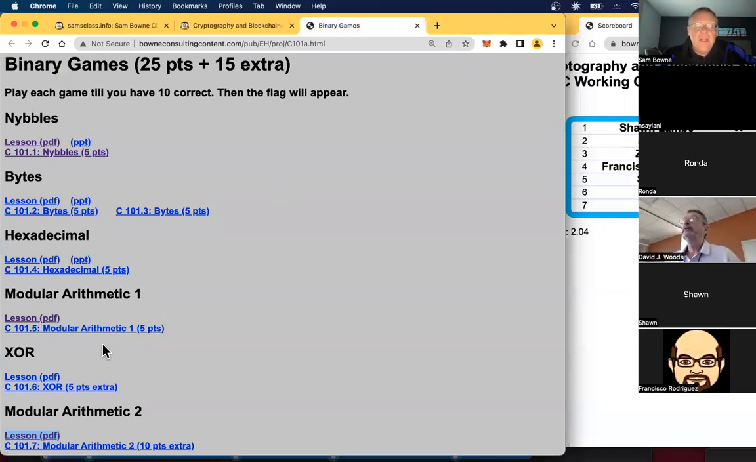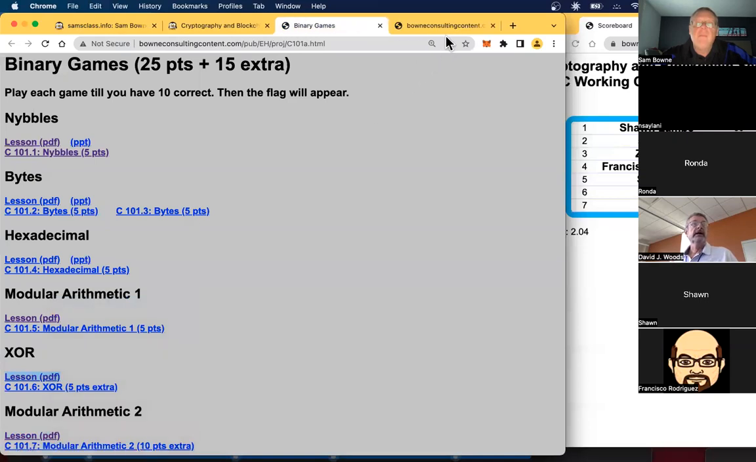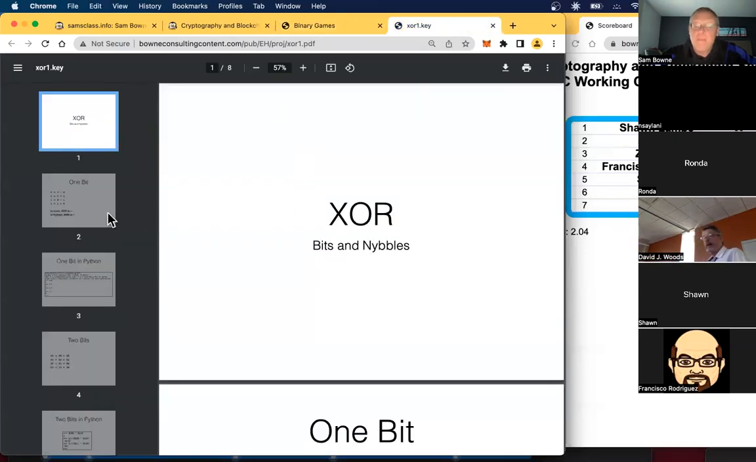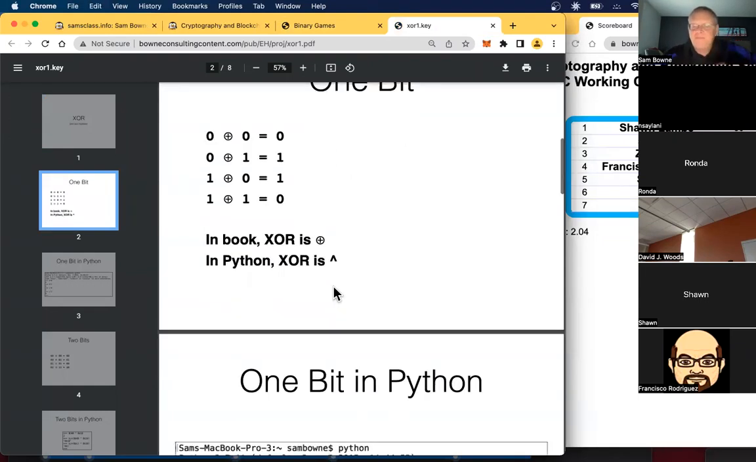And another thing they're going to need is XOR. XOR operates on 1 bit. So if the 2 bits are different, the answer is 1. And if the 2 bits are the same, the answer is 0. So this would be your plain text, and this would be your key. Another way to say it is if the key has a 1, you flip the bit: 0 goes to 1, and 1 goes to 0. If the key is 0, you leave the bit unchanged. That's one way to do it.